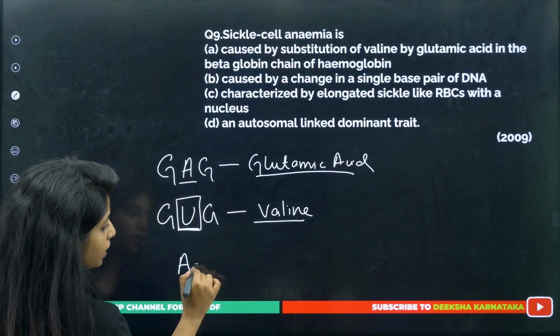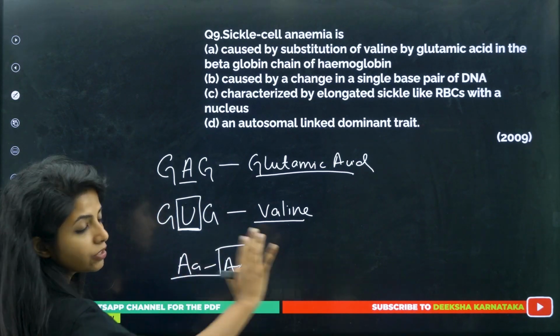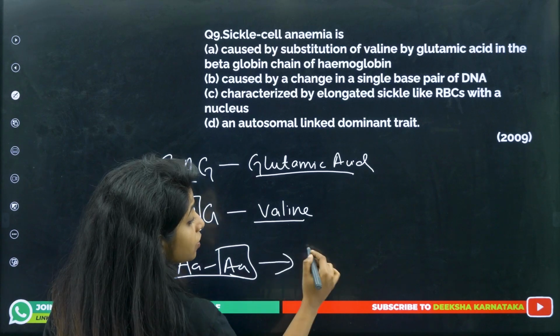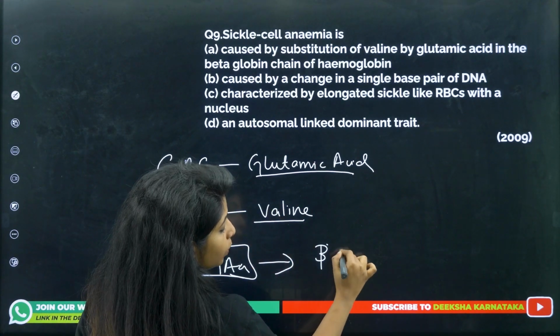So amino acids, basically, come together to form the protein. If one amino acid changes, the whole protein structure changes. So this protein structure changes what? What is the protein that is being formed by the normal synthesis? Beta hemoglobin is being formed.